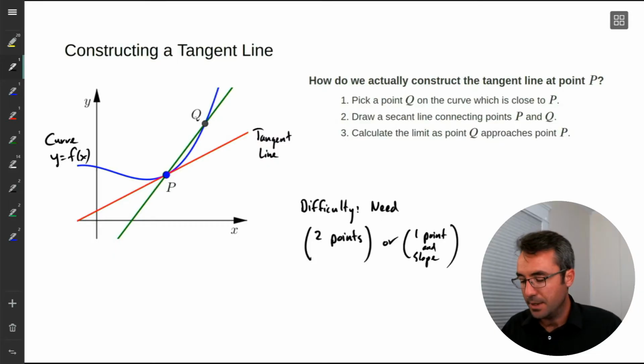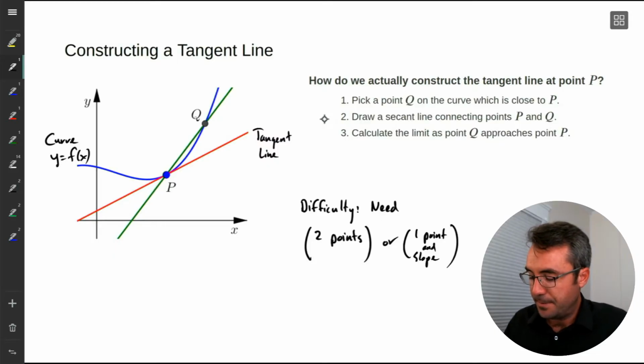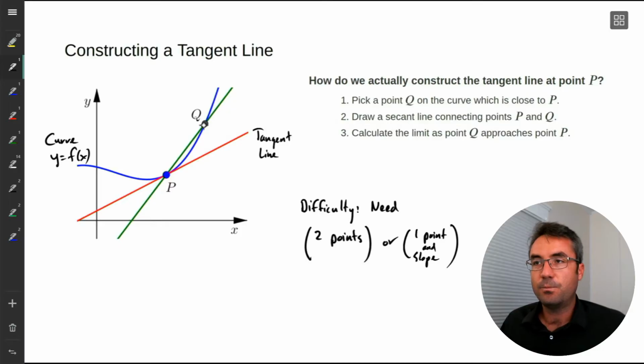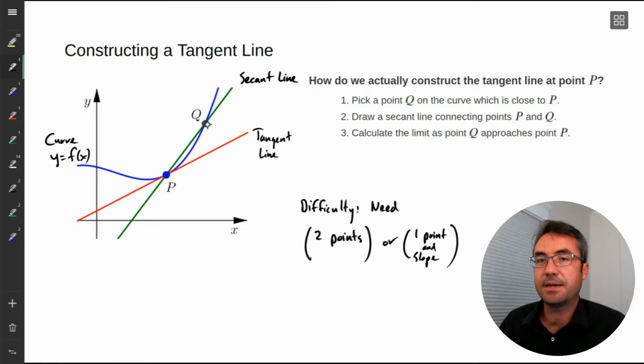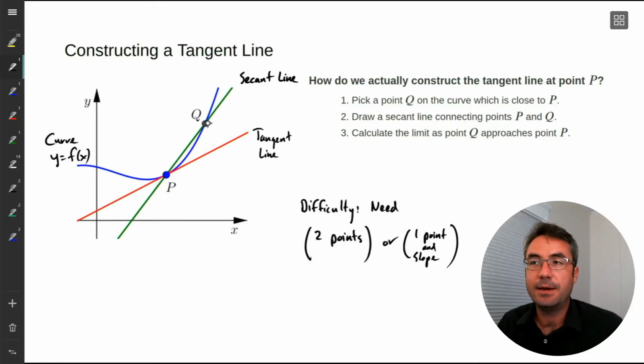And so our strategy is, start with what we know. So let's pick a second point somewhere else on our curve, a little bit further away from P. We can draw in the secant line, we call it the secant line, connecting those two points. So here's the secant line connecting points P and Q. Now obviously that's not the tangent line.